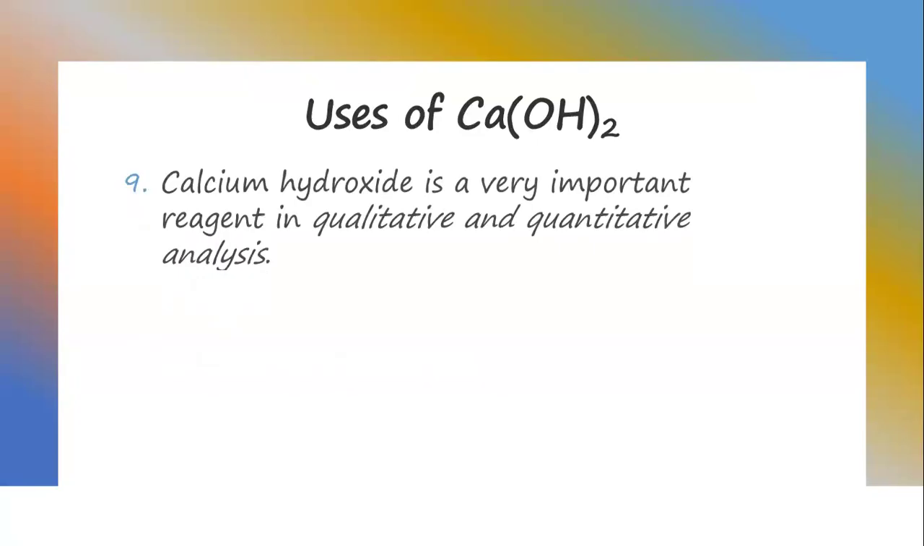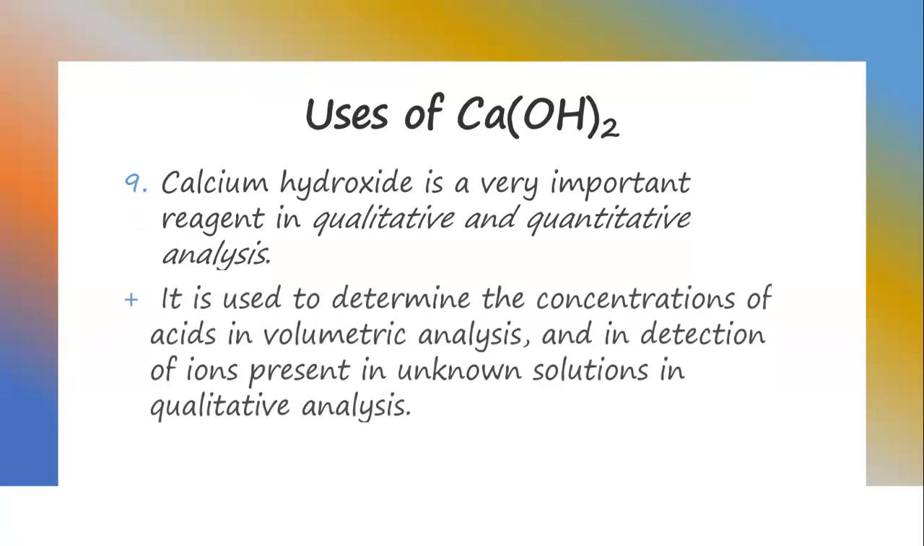Another use: calcium hydroxide is a very important reagent in qualitative and quantitative analysis, just as sodium hydroxide is. It is used to determine the concentration of acids in volumetric analysis and to detect ions present in unknown solutions in qualitative analysis.